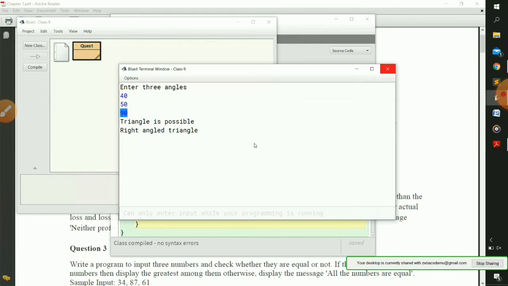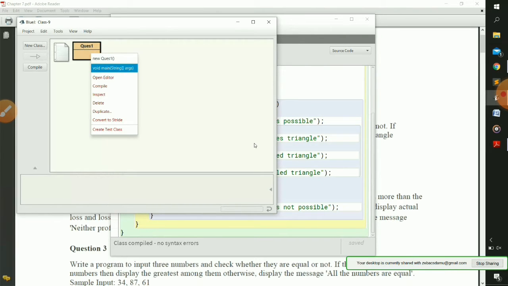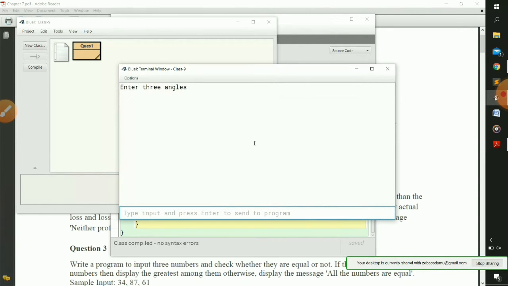Okay, now let us take a different set of inputs and find out what output you will get from here. Now let us take one angle as 90, another angle as 60, and the next one as 60. Now you see the sum is not equal to 180 degrees, that is why your triangle is not possible. Fine. So like this you can identify your outputs for the same.